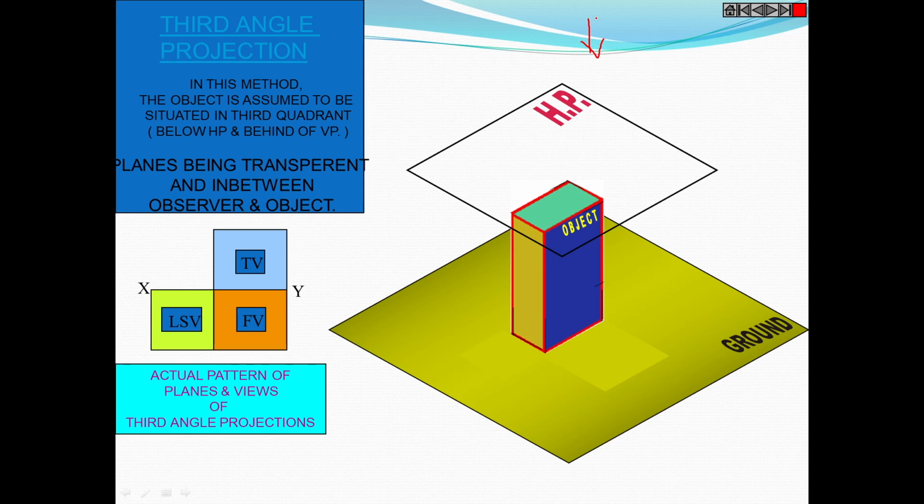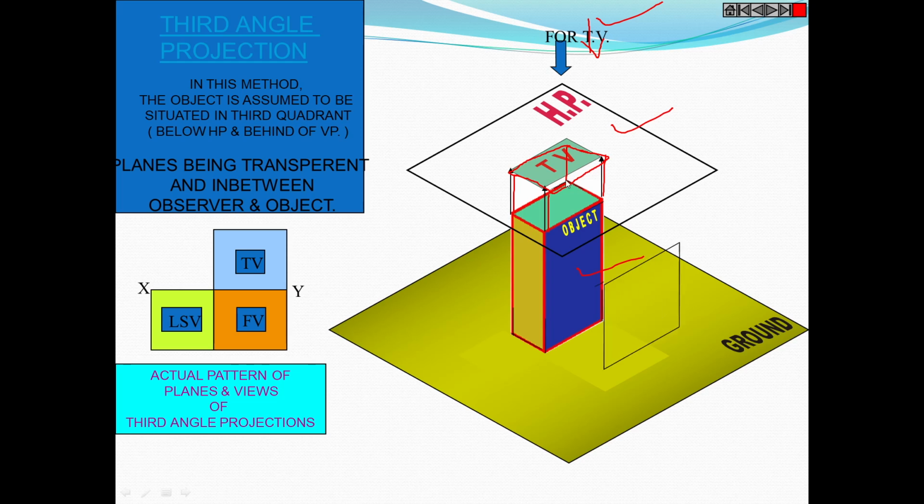So this is the observer, this is the plane, and this is the object. The combination is observer, plane and object. So we get the projections on the horizontal plane. You get the projections of the top view on the horizontal plane. So these are the projections. This is the top view. You are looking from the top.